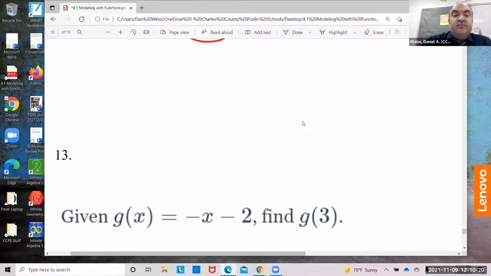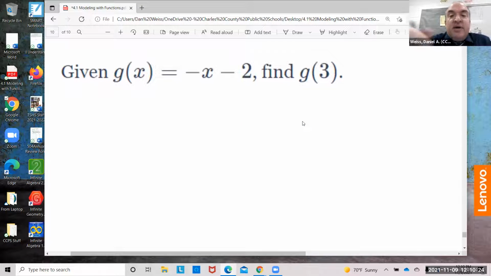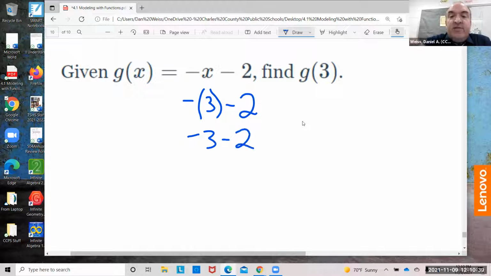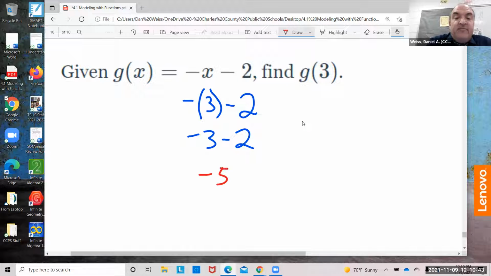Next one. G of x equals negative x minus 2. Find g of 3. In other words, instead of x, we put in 3, minus 2. So what's negative 3 minus 2? Negative 3 minus 2 is negative 5. Easy.